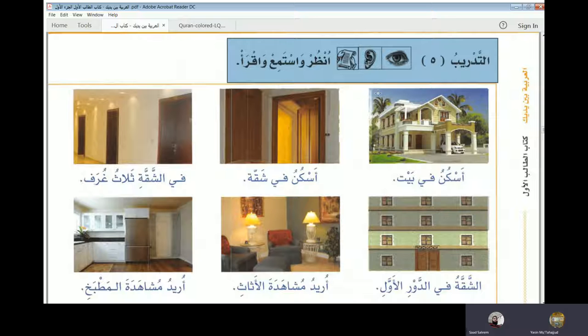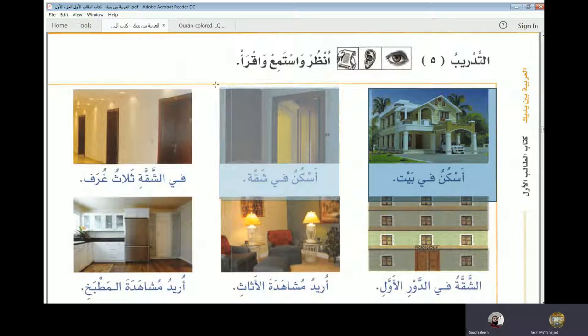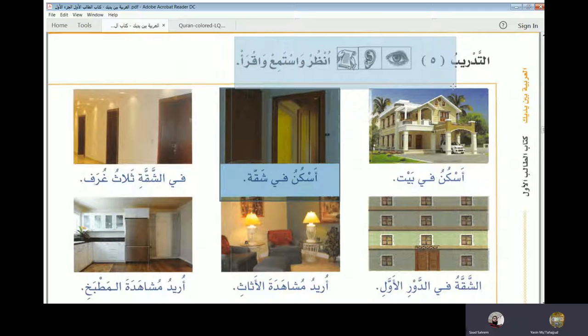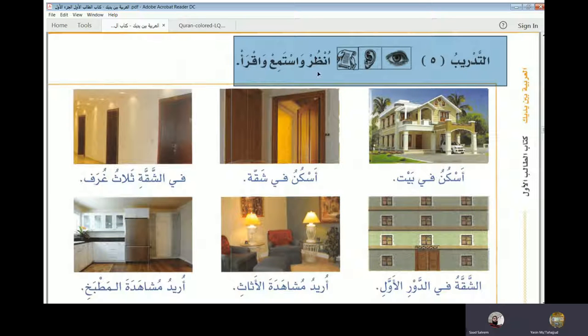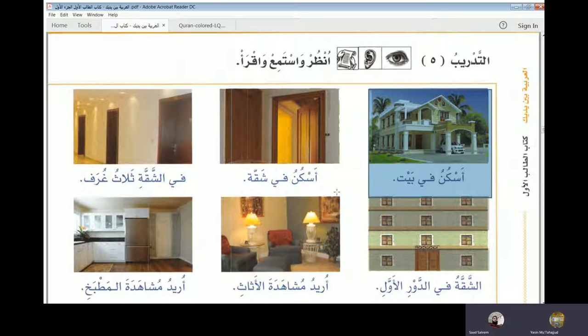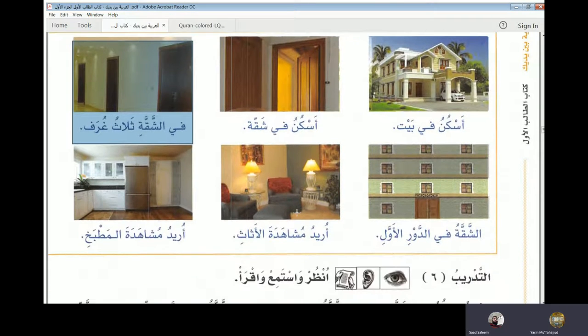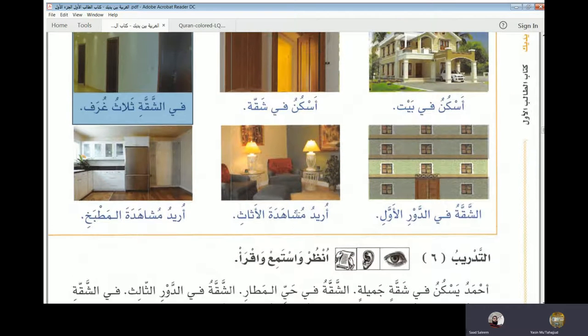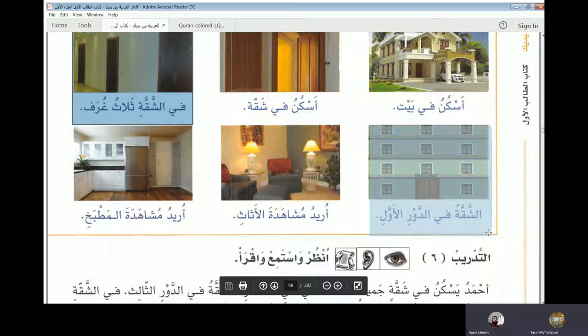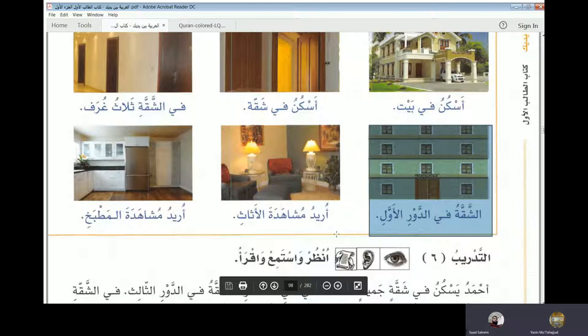Askanu fi bait. انظر واستمع واقرأ, look, listen and read. Askanu fi bait. Askanu fi shaka. Fi shakati thalathu ghurafin, three rooms, and that's in an apartment. Ashakatu fi dori al awl, في الدور الأول.